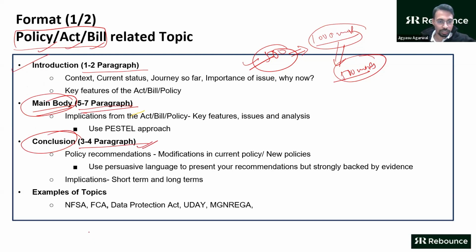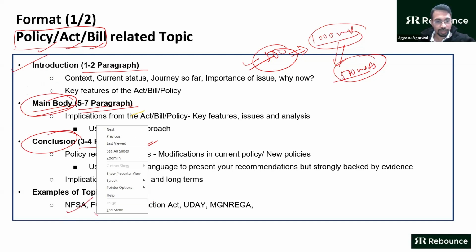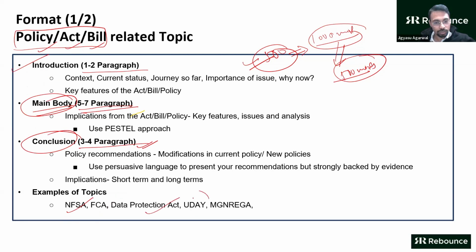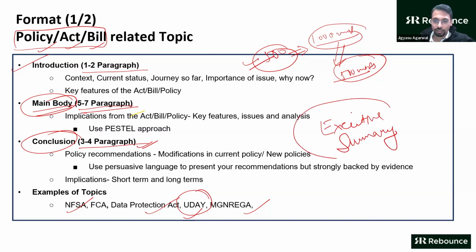So examples of these policies can be, let's say, NFSA, or Forest Conservation Act, Data Protection Act, the UDAY scheme related to discoms, and NREGA, etc. When you write policy briefs, you also include something called an executive summary. Some of you who read a lot about all this might have observed this.